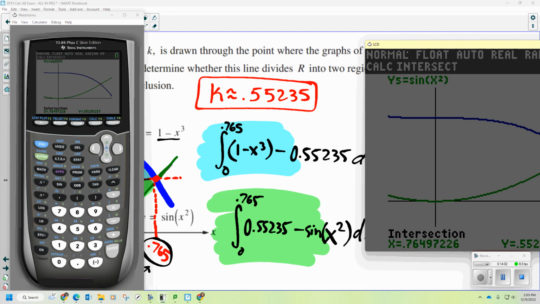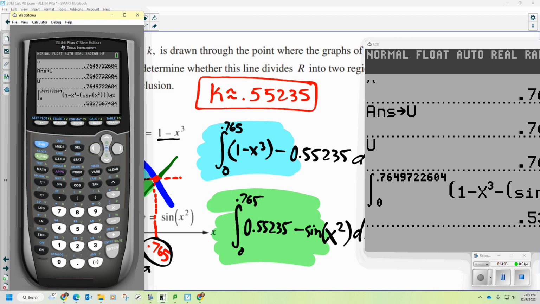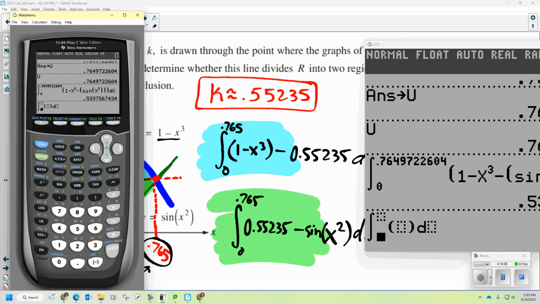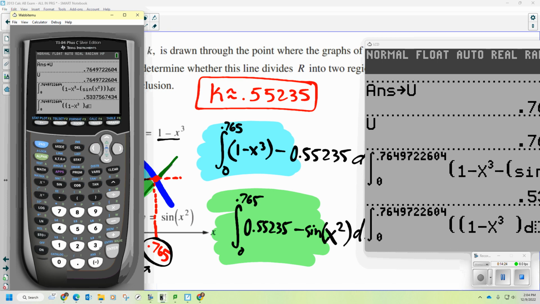Let's put that over to the side so we can see what we're typing into the calculator. Second, quick, let's go math 9. And we are going to go from 0, I'm going to cheat here instead of typing that, from 0 to there. And we're going to do the one that's in the blue highlight. So it's going to be parenthesis 1 minus x cubed, parenthesis, minus 0.55235 dx.